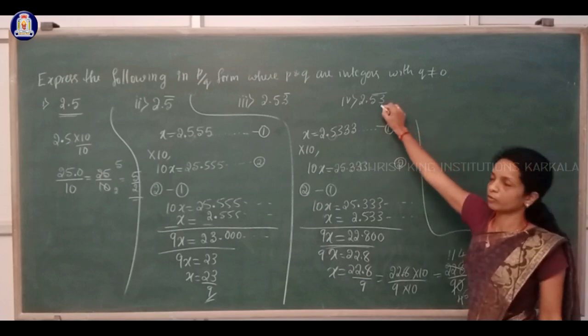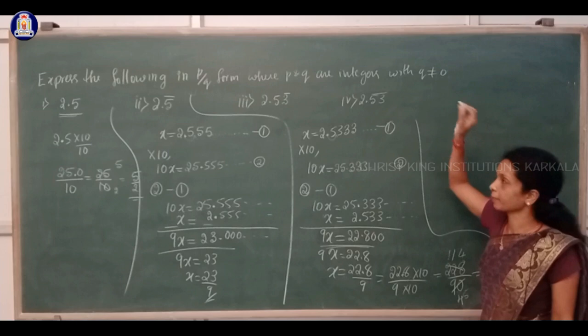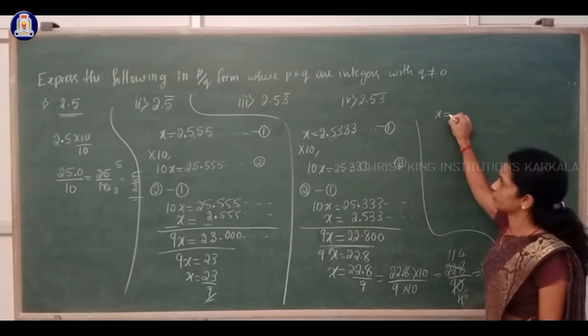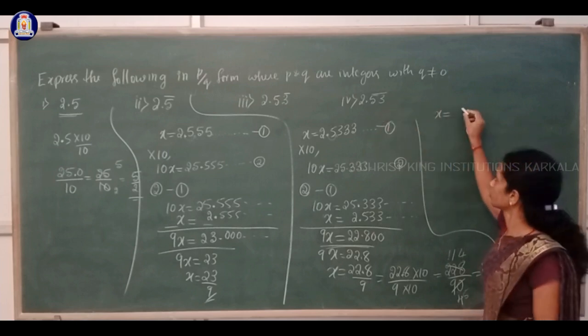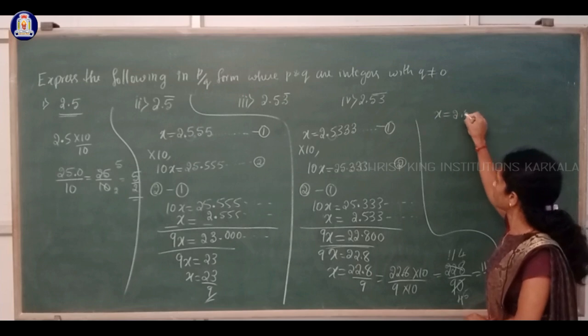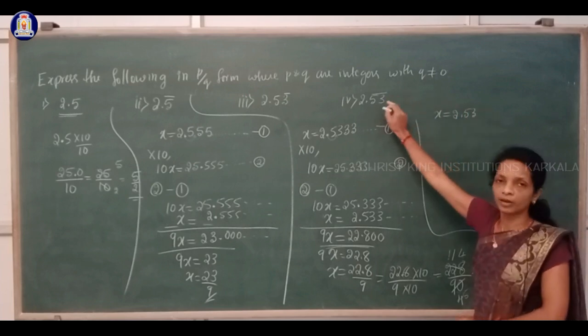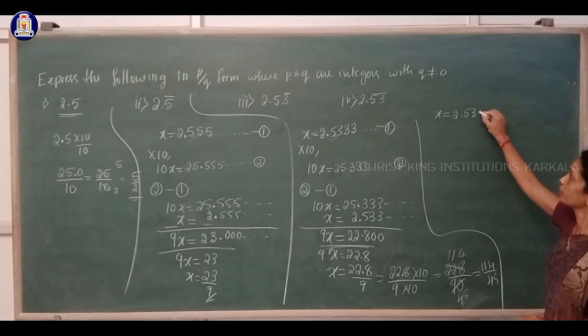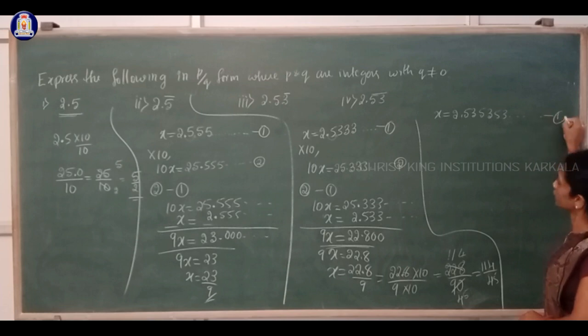And the next one is this one, 2.53 whole bar. You have to take that as x, but in a detailed way you have to write x is equal to 2.53, under the bar 5 and 3 are there. So you have to repeat that some number of times. I will repeat 3 times, etc. And take this as equation 1.